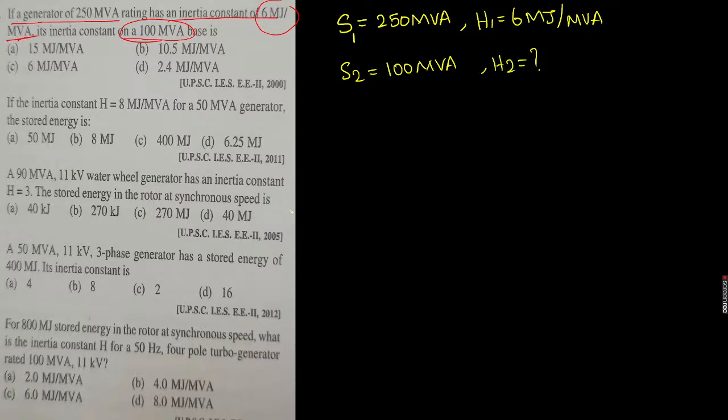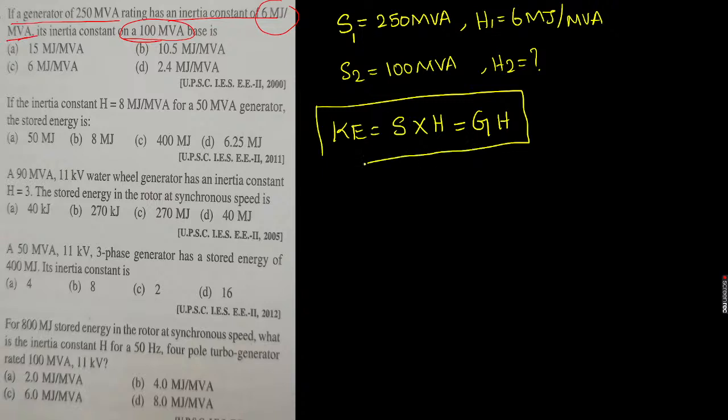Since we all know the kinetic energy formula, KE can be written as the product of MVA rating S into inertia constant H. Some people at some times instead of using S will use G, generated power, MVA rating. That is the kinetic energy formula. Since they are not talking about the kinetic energy, I am assuming that the kinetic energy remains constant in both of these cases, because we are varying the value of S and H in both of these cases.